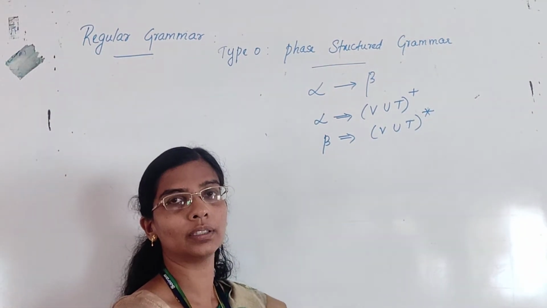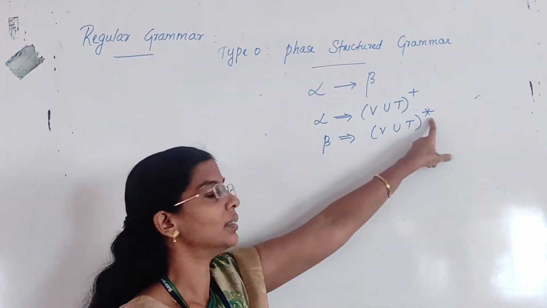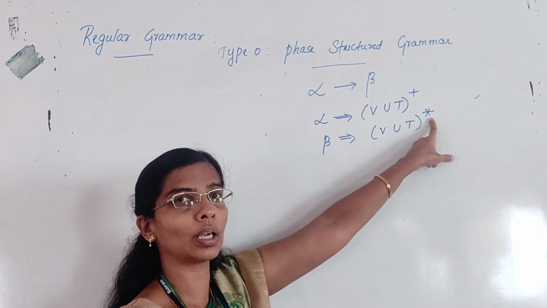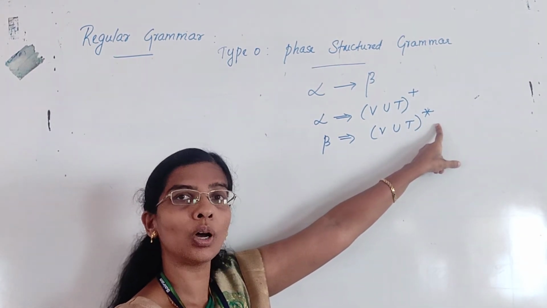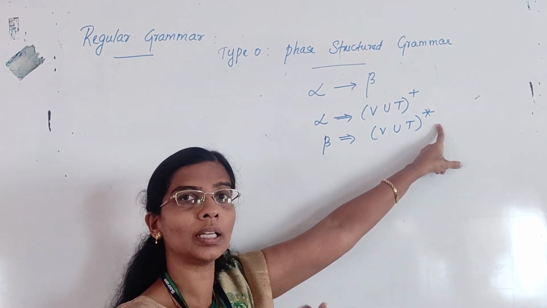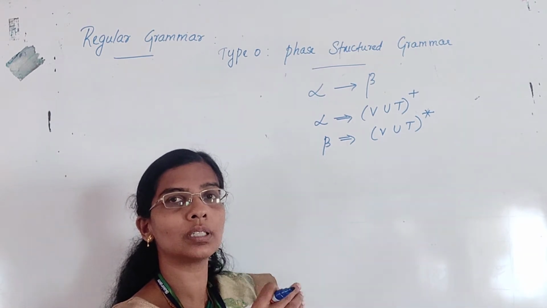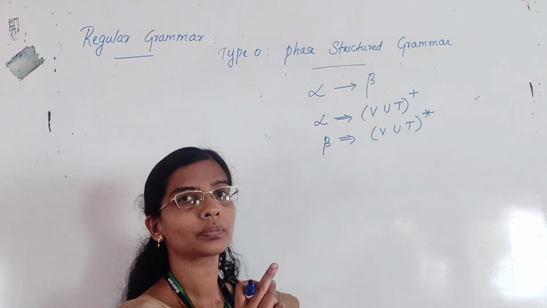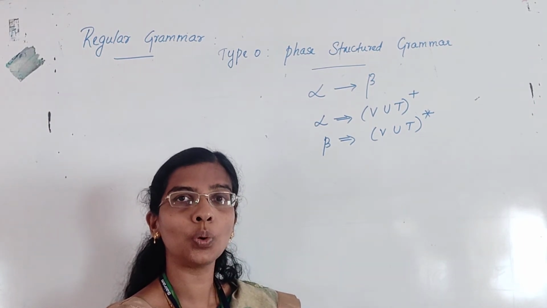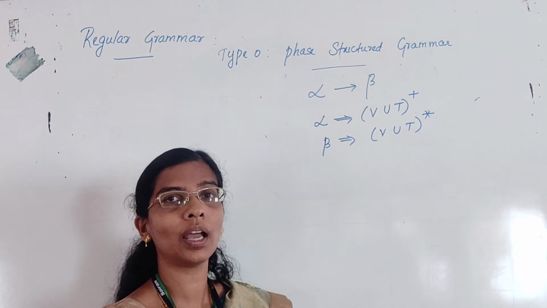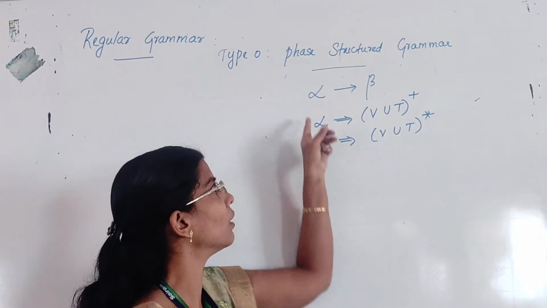This plus means 1 or more occurrence, and this star means 0 or more occurrence. 0 or more occurrence means null, the empty string is also possible, and I denote my empty string using epsilon. And here in phase structured grammar, there is no restriction in the length of alpha and beta.